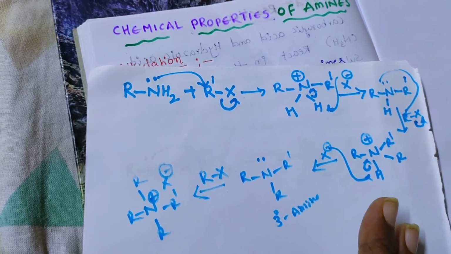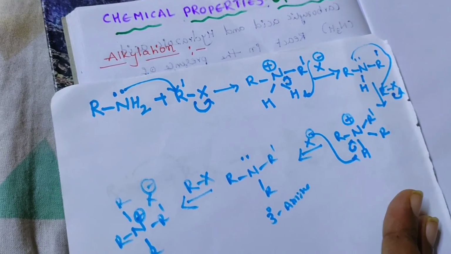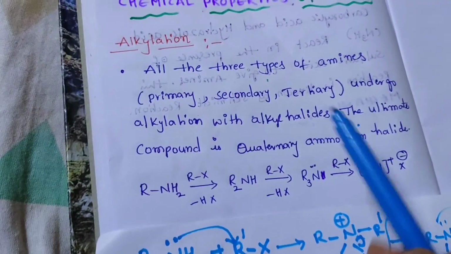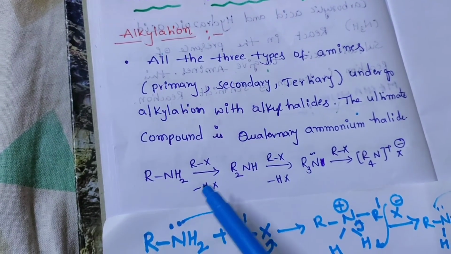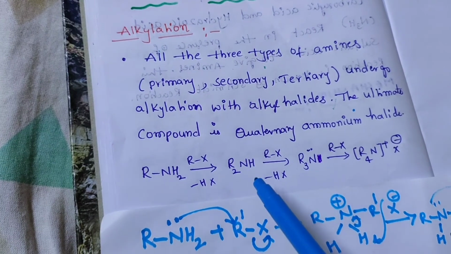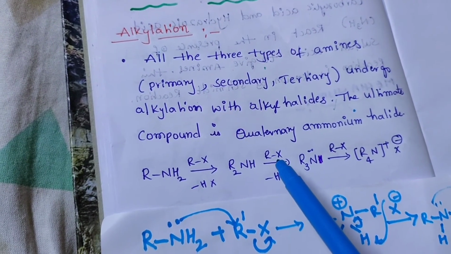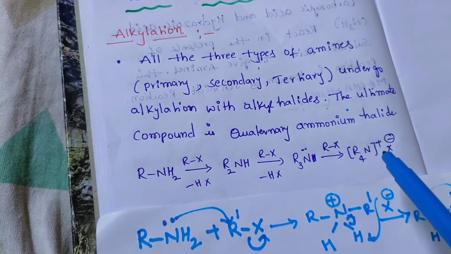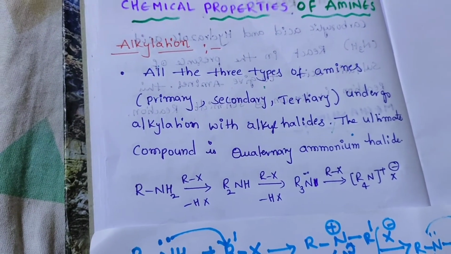So this is the alkylation reaction, and this is the reaction: RNH2 with RX gives R2NH, the secondary amine, and with alkyl halide gives R3N, and then this is the quaternary ammonium halide. This is the alkylation reaction.